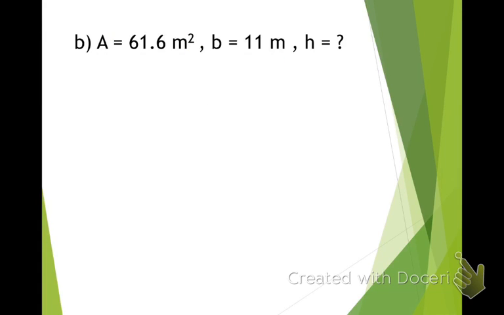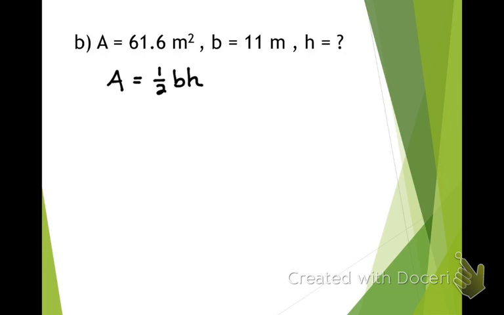Problem B is another example very similar to that one. I want you guys to go ahead and try this on your own for me, please. When you're doing it, you always want to start with your formula, A equals, and we know we're still trying to find the formula of a triangle, A equals half times base times height.